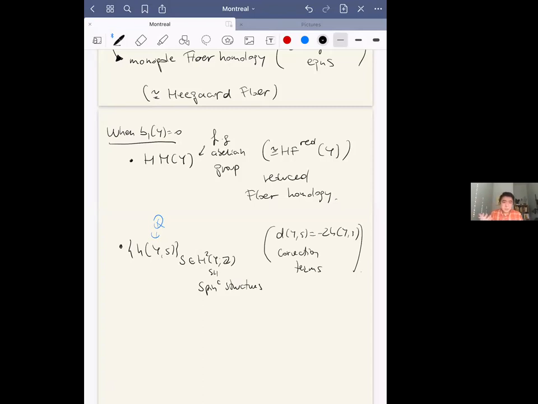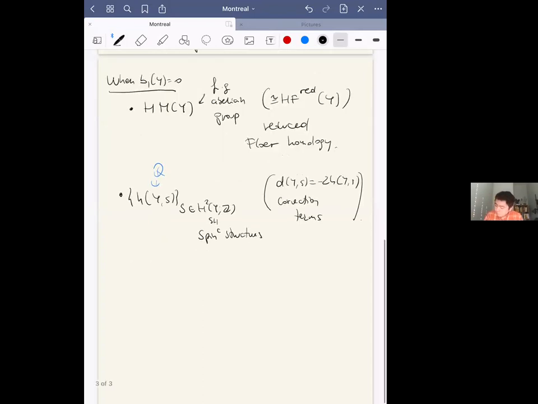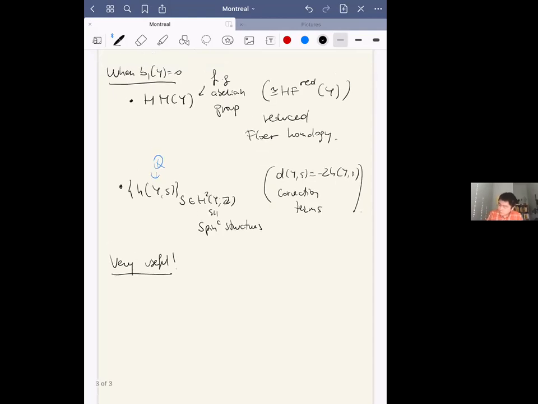And all these objects are very useful. For example, in the very special case, to each rational homology sphere you have associated this finitely generated abelian group. A very special case is that in which Y is an L-space, if this Floer homology group vanishes. And this has very deep geometric consequences.